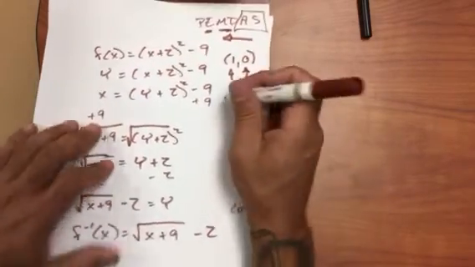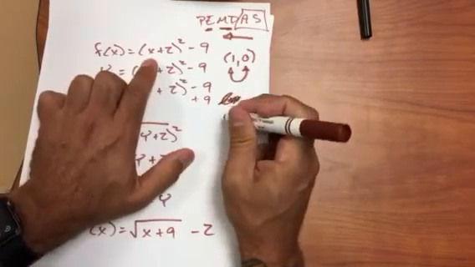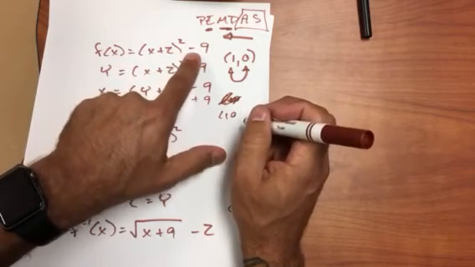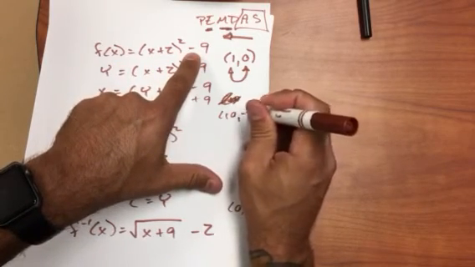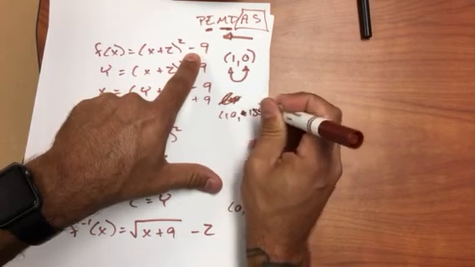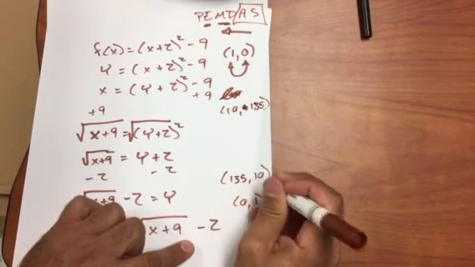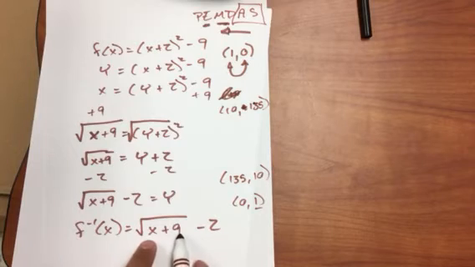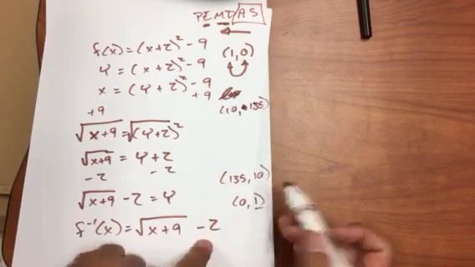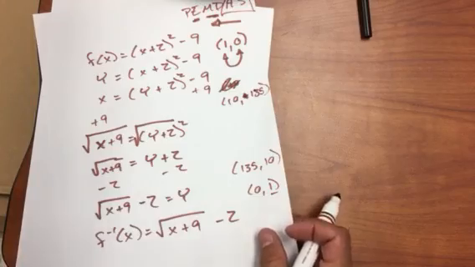And you can use any number. I could use 10 here. 10 plus 2 is 12. 12 squared is 144. Minus 9 is 135. So that means down here, if I input 135, I should get 10. And let's see if that happens. 135 plus 9 is 144. Square root of 144 is 12. 12 minus 2 is 10. So it did work. So they are inverses of each other. So that's how we're going to check. And that's it.